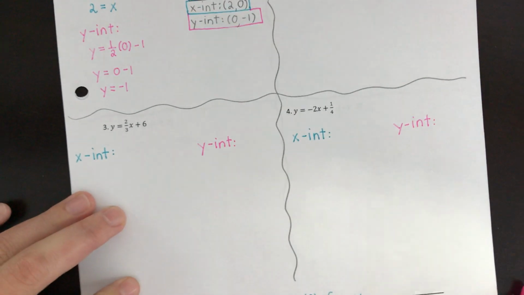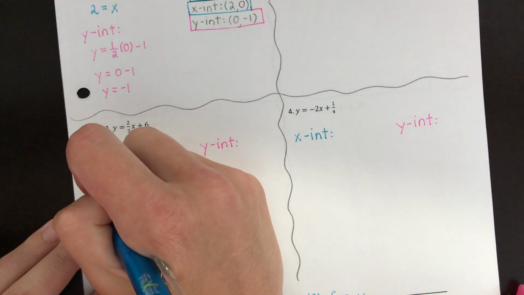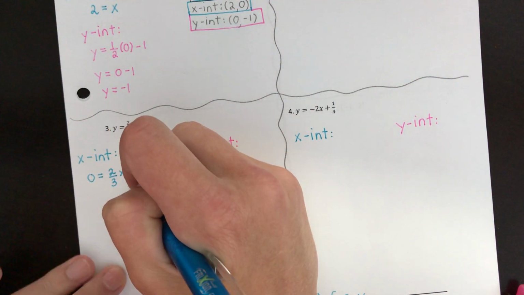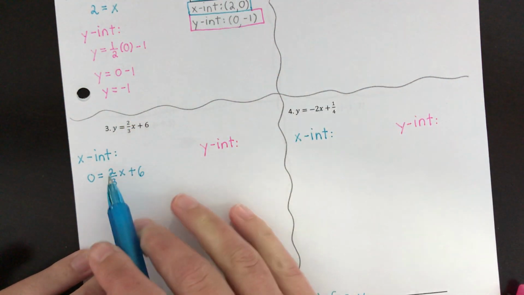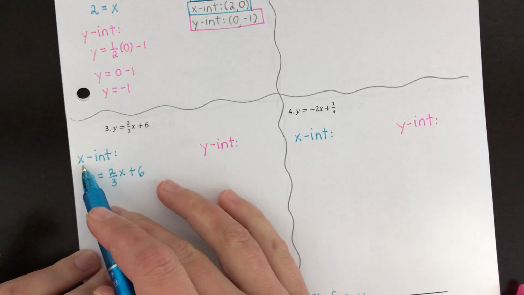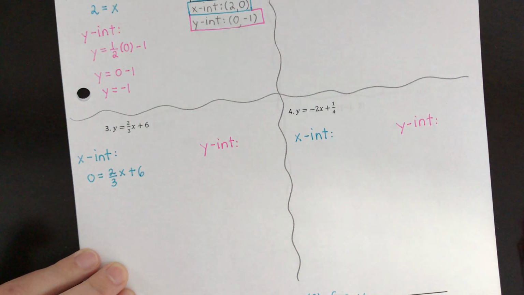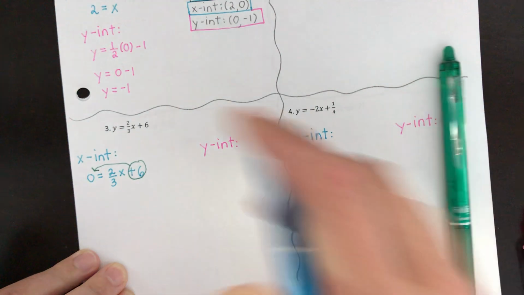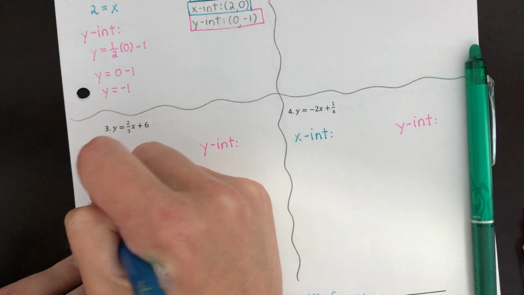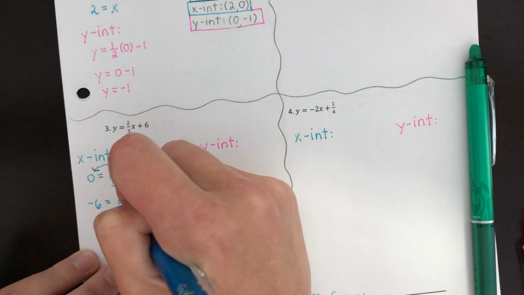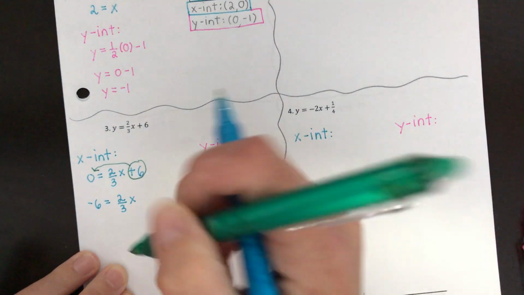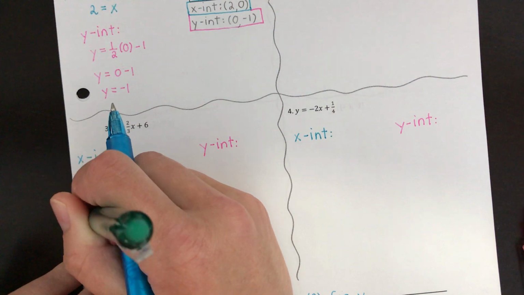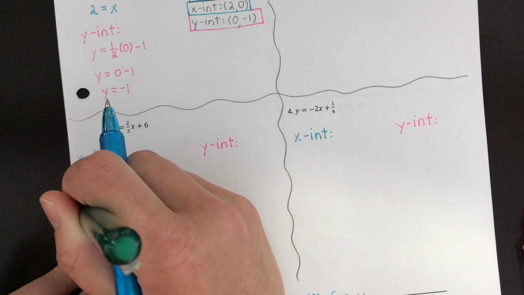Number 3, x-intercept. So again, I will plug in 0 where I see y. Okay, 2/3 x in the numerator plus 6. So again, x is the only variable I should see since I'm finding the x-intercept. I'm going to jump across the equal sign here with that 6. So that's going to be negative 6 equals 2/3 x. And then I'm going to multiply by the reciprocal of 2/3, which is 3/2, on both sides.